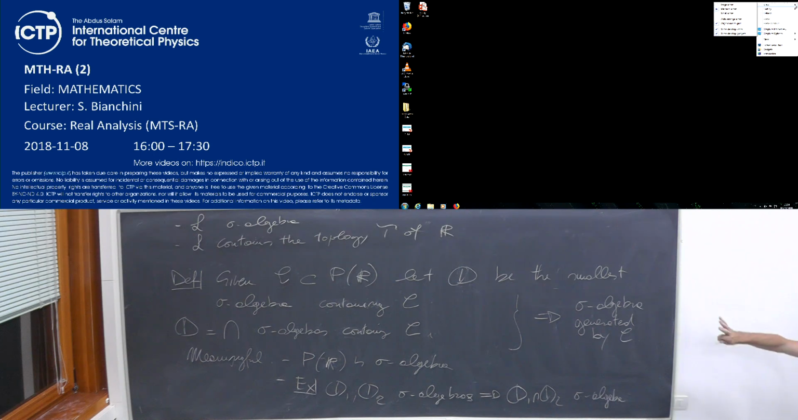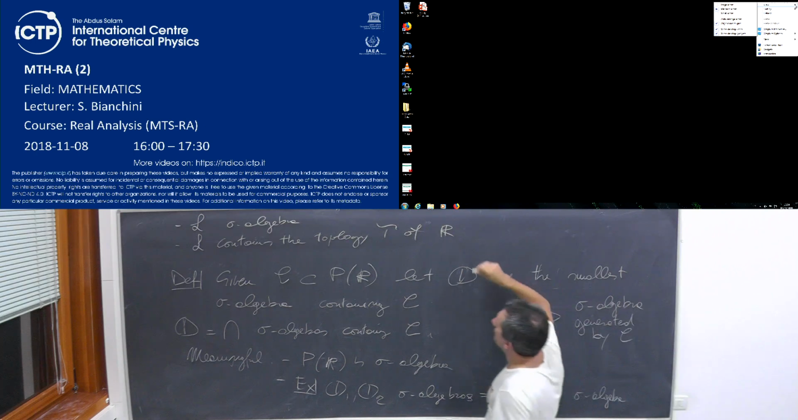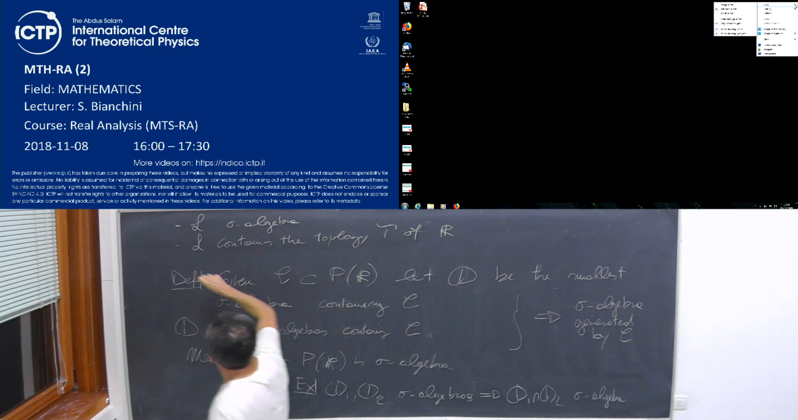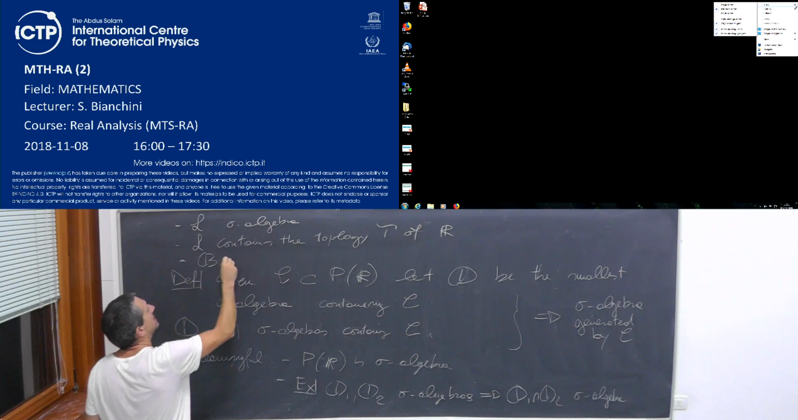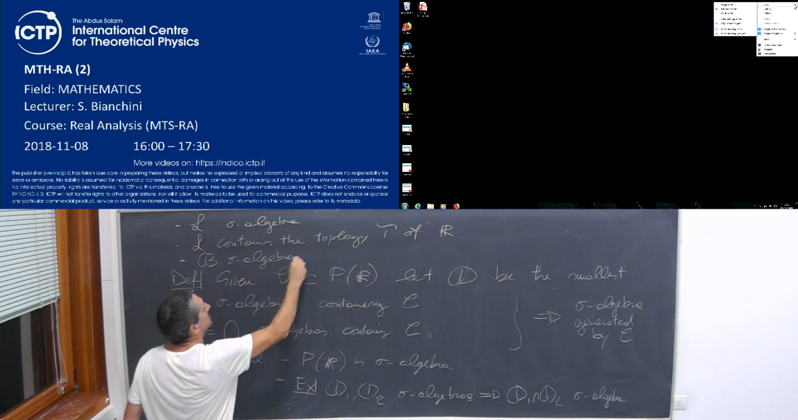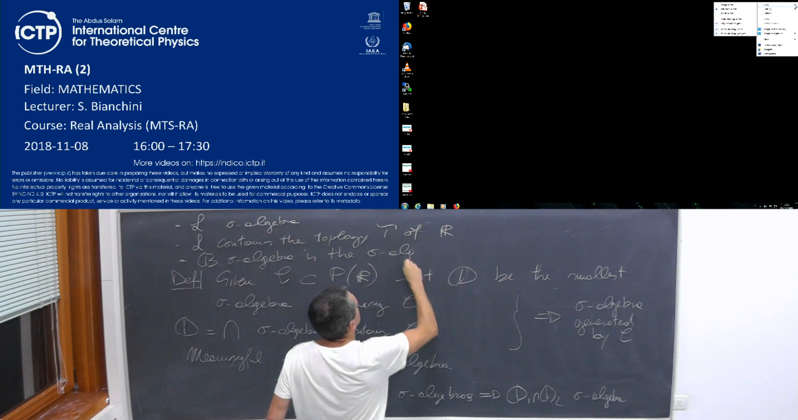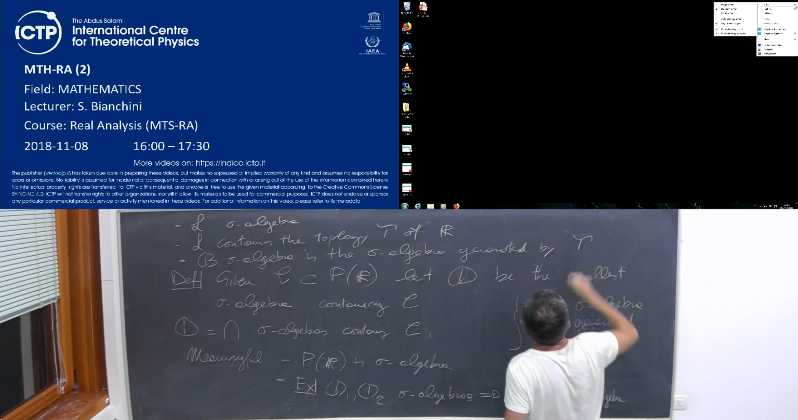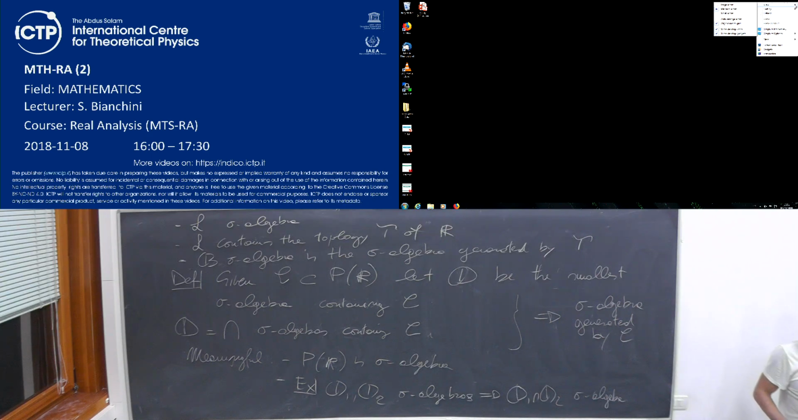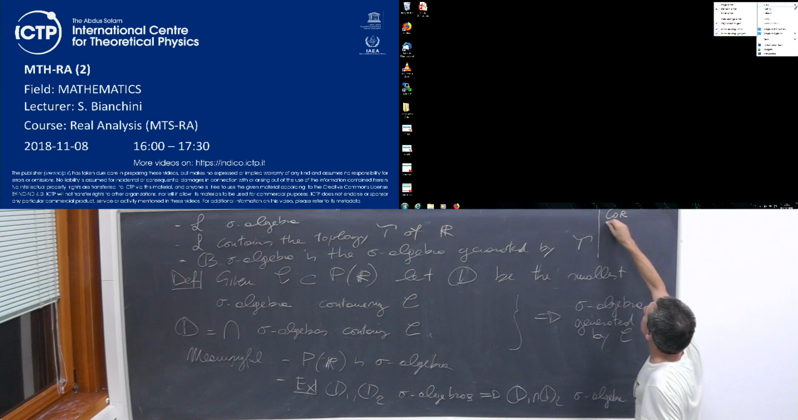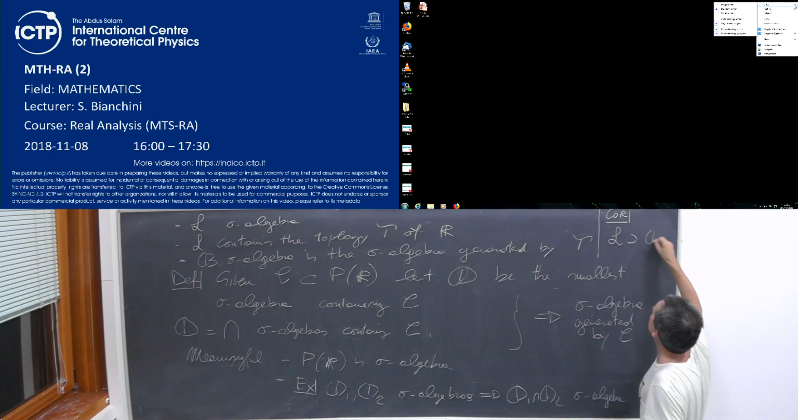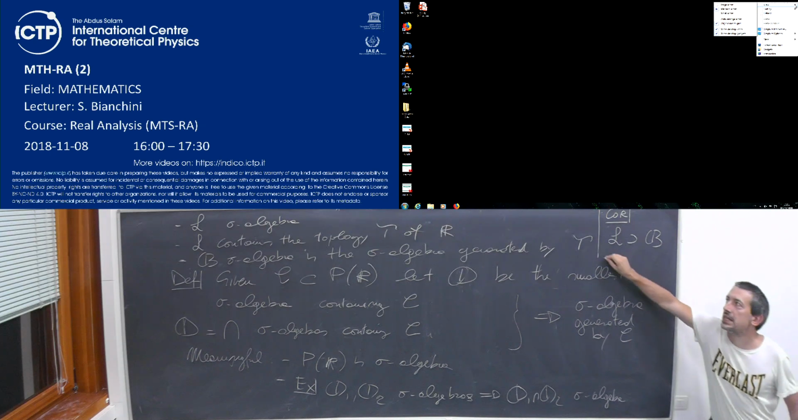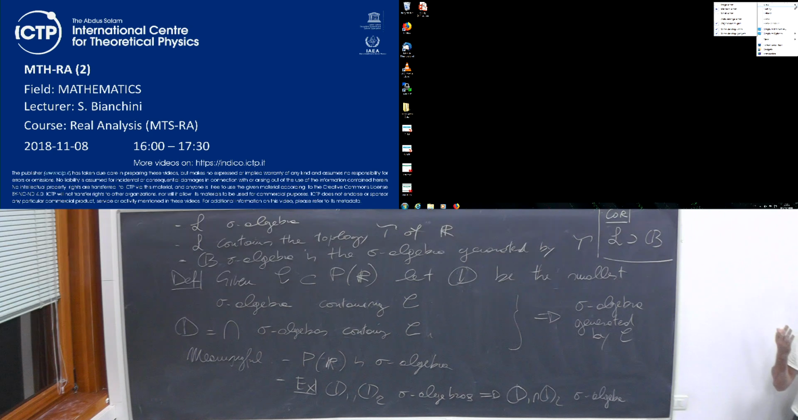Okay. So let's apply the definition here. There is an important sigma algebra. The definition: the Borel sigma algebra is the sigma algebra generated by the topology. And this is the most important sigma algebra. And so we have the following corollary. Finally, L contains the Borel sets, which means that all the Borel sets are Lebesgue measurable.